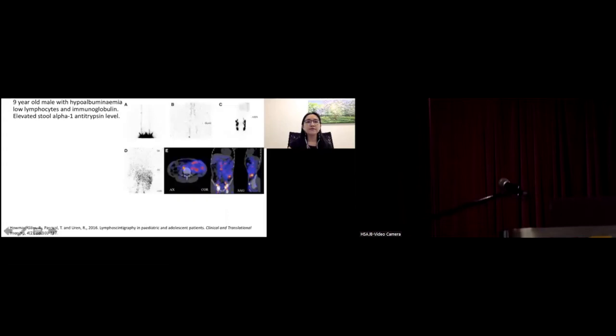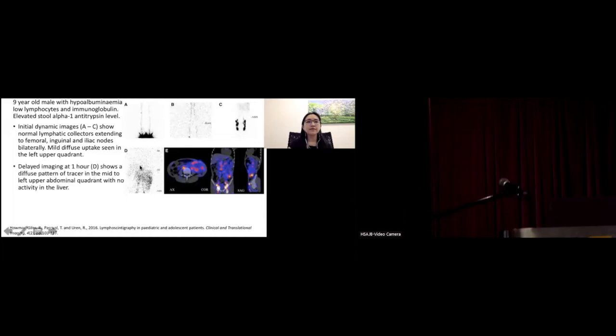So this paper, Lymphoscintigraphy in Pediatric and Adolescent Patients by Howard Giles et al., who is my supervisor, highlights a case of a 9-year-old male with hypoalbuminemia, low lymphocytes and immunoglobulin, and elevated stool alpha-1 antitrypsin level. The initial scan shows normal lymphatic collectors extending up to the femoral, inguinal, and iliac nodes, while diffuse uptake is seen at the left upper quadrant.